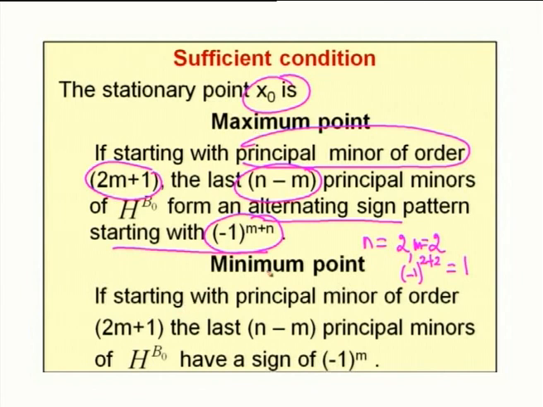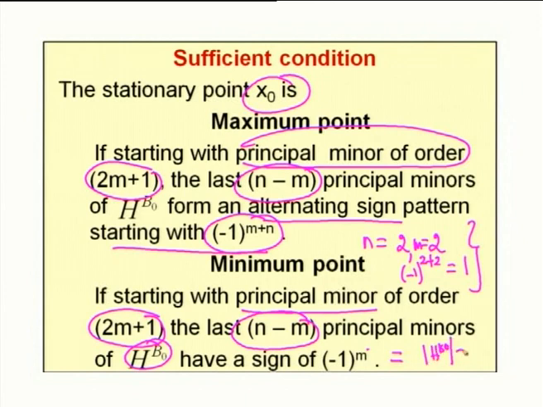Then x naught is a minimum point if, starting with the principal minor of order 2m plus 1 to the last n minus m principal minors of HB naught, they have the sign of minus 1 power m. So, x naught is a minimum point if the bordered Hessian matrix sign is minus 1 power m. Suppose for this problem the number of constraints is 2, then minus 1 power 2 is positive. For such a case, the determinant value of HB naught should have a positive sign.